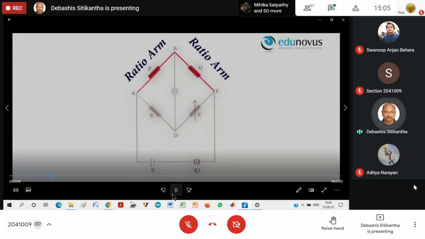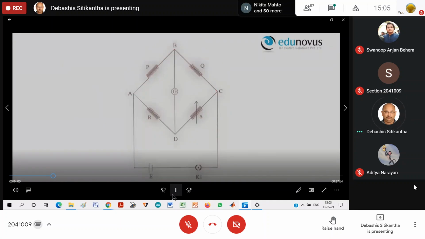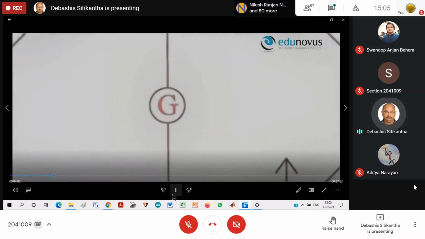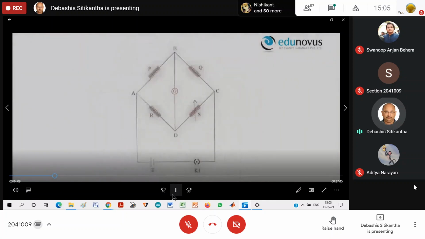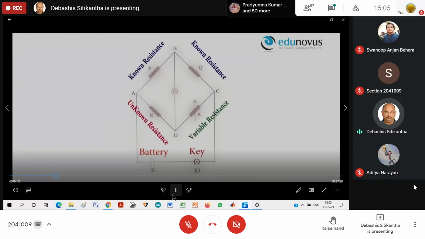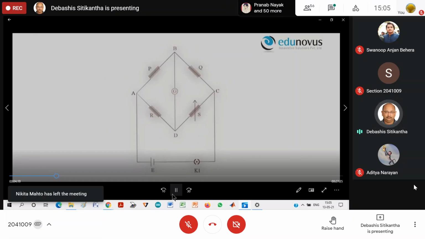The arms AB and BC are known as ratio arms. A sensitive galvanometer G is connected across the terminals B and D. A battery and a key are connected across the other 2 terminals A and C. This is the general arrangement of a Wheatstone bridge. Now, let us see the application of the Wheatstone bridge.